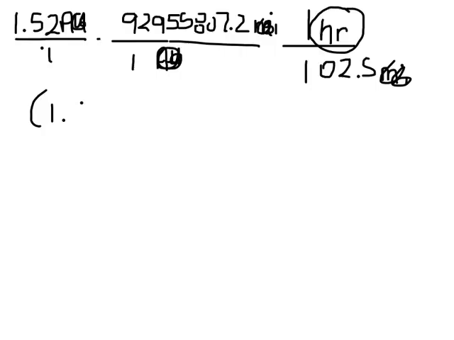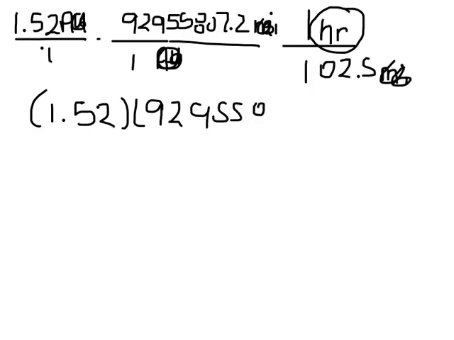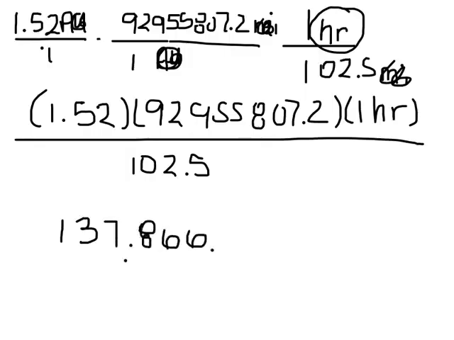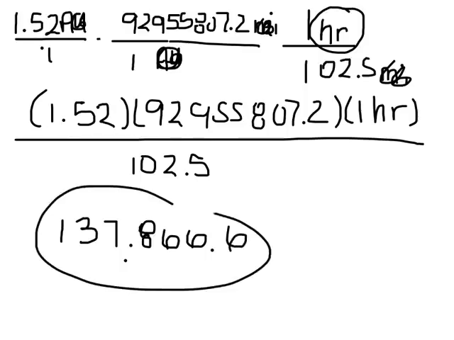So again, everything on the top divided by everything on the bottom. And then that gives us the wonderful, beautiful number, 137,866.6. Voila, done, got all the points.